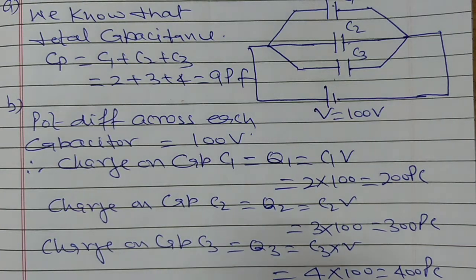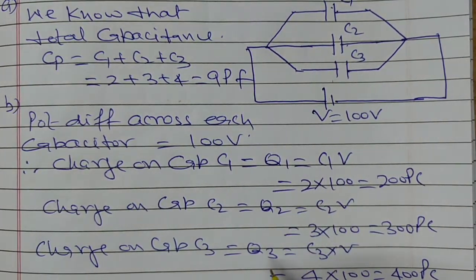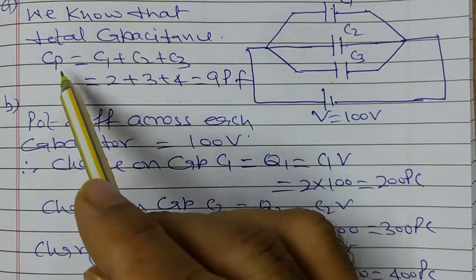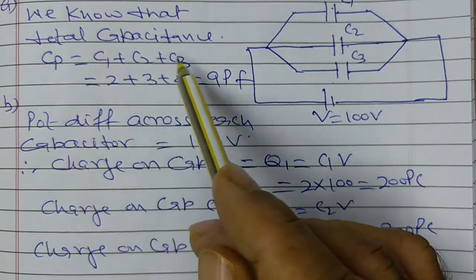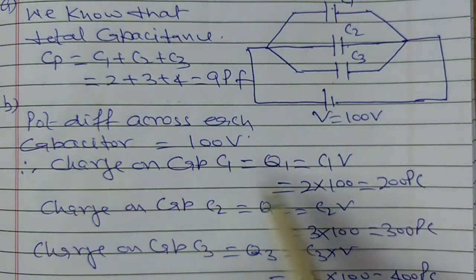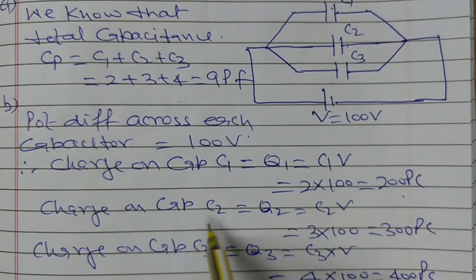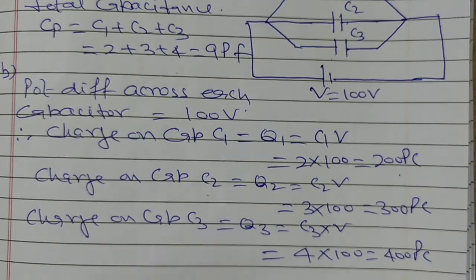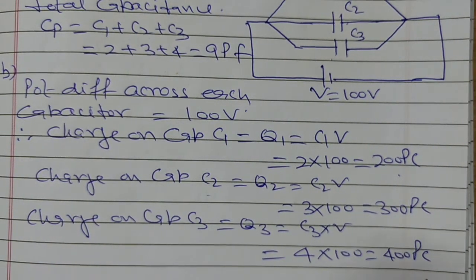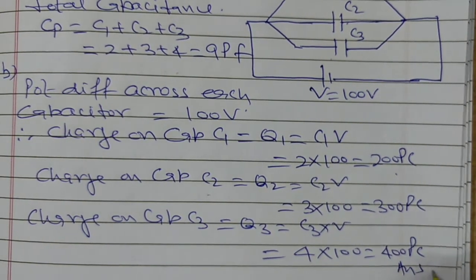तो इस तरह से हम चार्ज कैलकुलेट कर सकते हैं ऑन ईच कैपेसिटर Q1, Q2 एंड Q3. और फर्स्ट पार्ट में हमने टोटल कैपेसिटेंस कैलकुलेट किया, the Cp is equal to C1 plus C2 plus C3 is equal to 9 picofarad, and here charge on first is 200 picocoulomb, charge on second is 300, and charge on C3 is 400 picocoulomb. तो इस तरह से कर सकते हैं. दिस इज द आंसर ऑफ दिस क्वेश्चन.